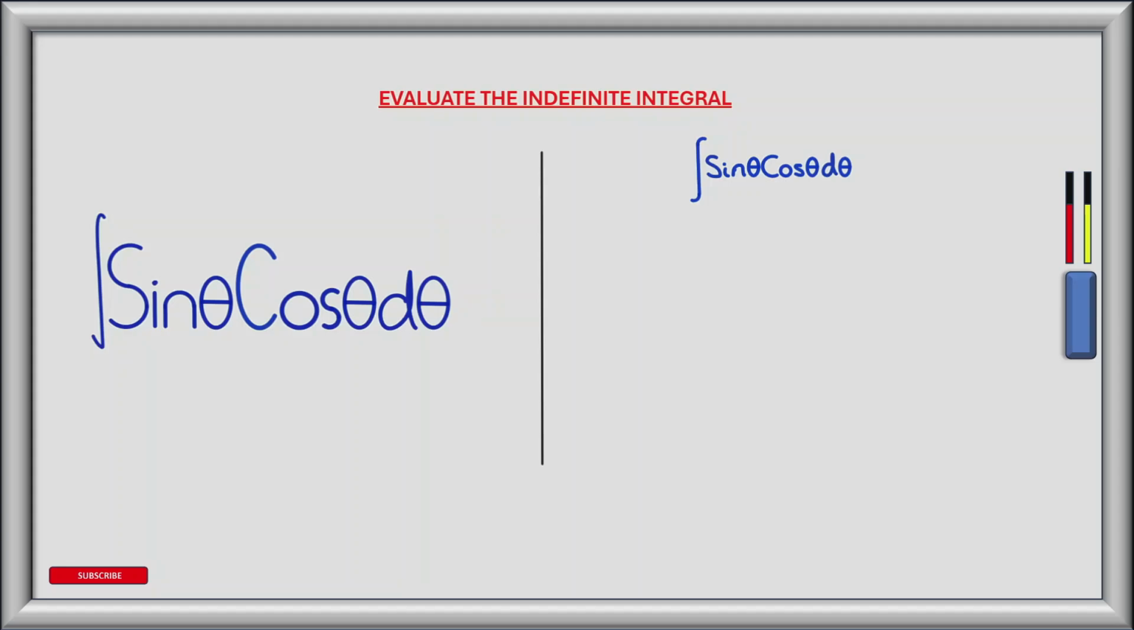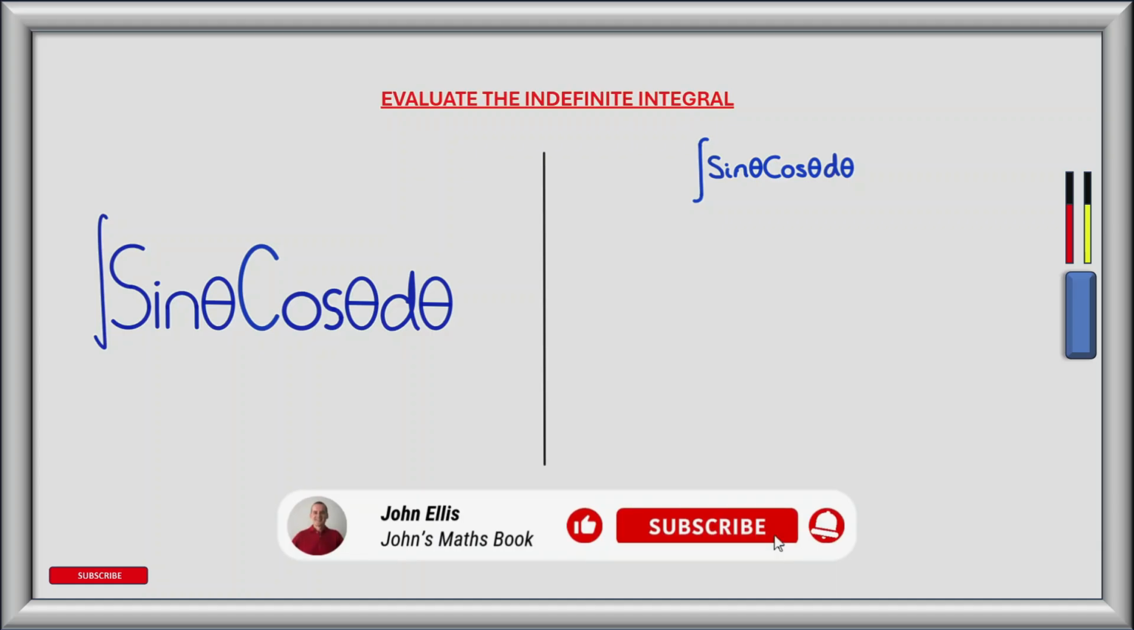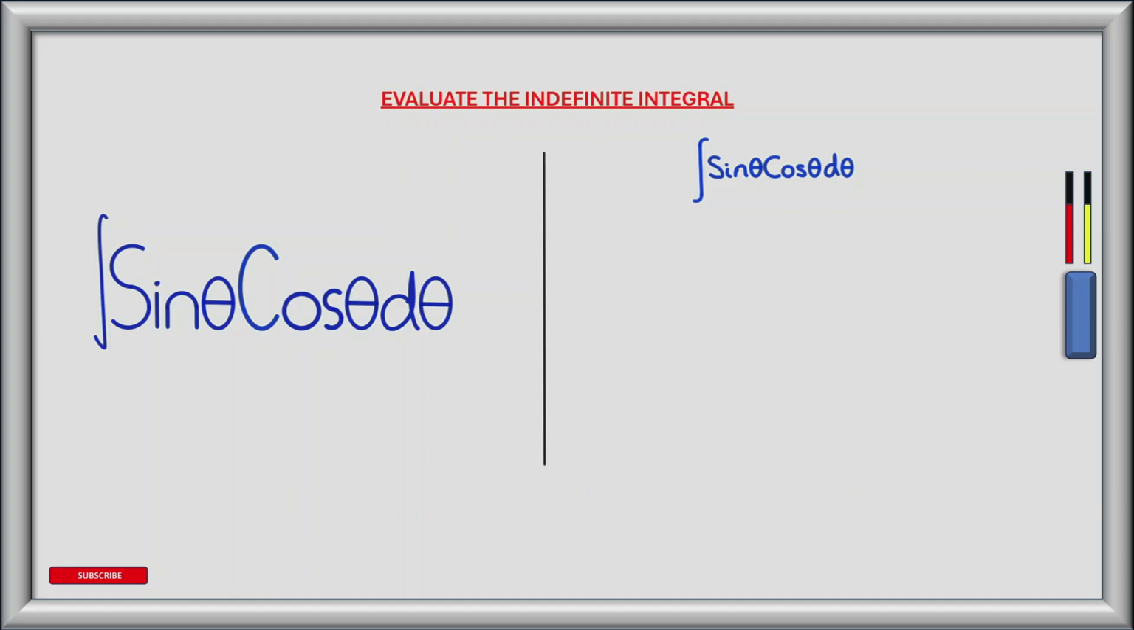In this exercise, we're going to evaluate the indefinite integral of sinθcosθdθ, and I'll demonstrate how to use U-substitution to achieve this. To begin, we want to find the indefinite integral of sinθcosθdθ. To simplify this integral, we'll make a substitution.